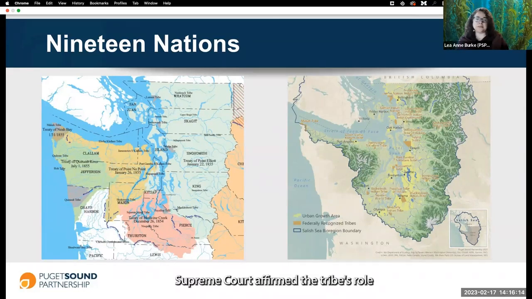The US Supreme Court affirmed the tribes' role as co-managers of treaty protected resources and their right to half of the sustainably harvestable salmon and shellfish. Implicit in these treaty rights is the responsibility of the state to protect and restore these resources and the habitats that they need. Next slide, please.